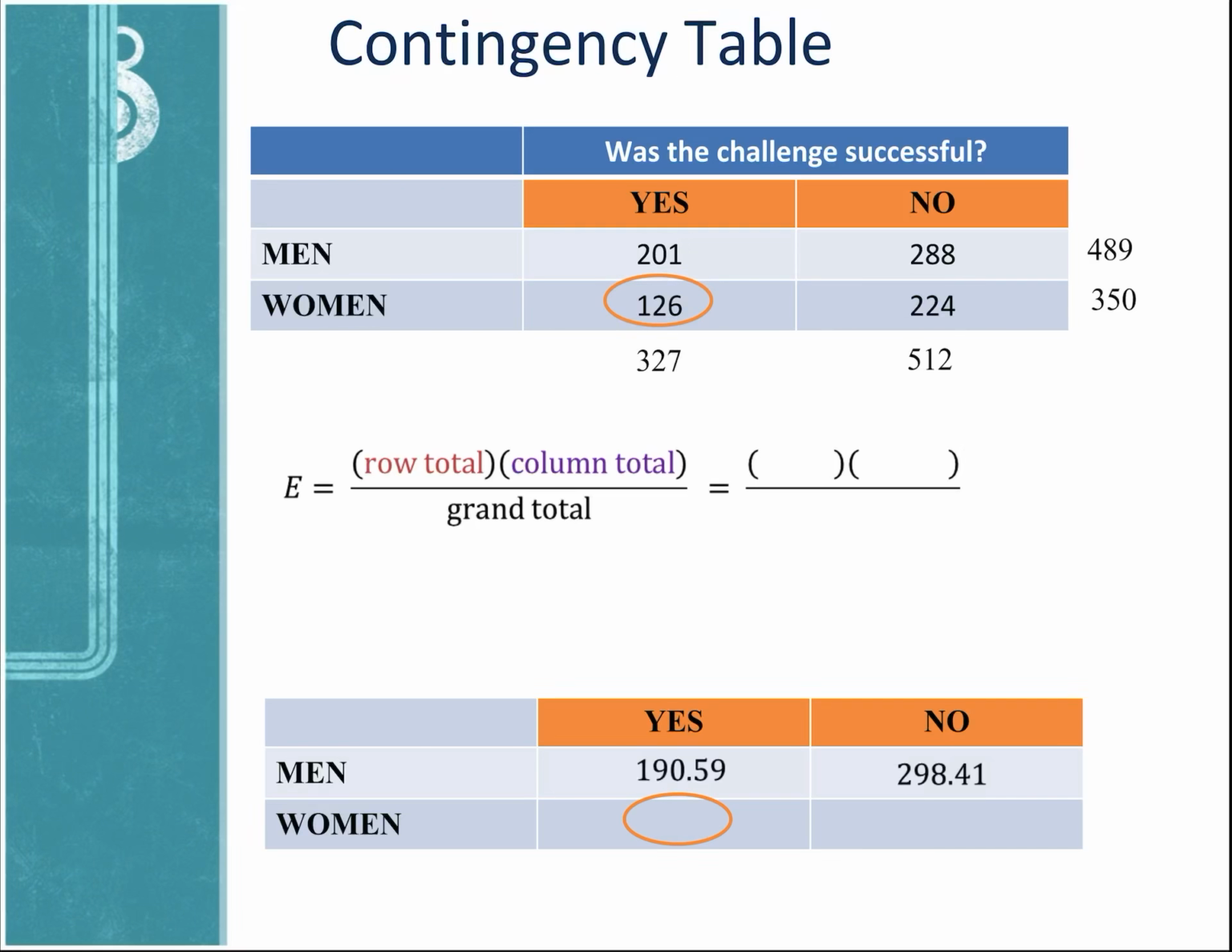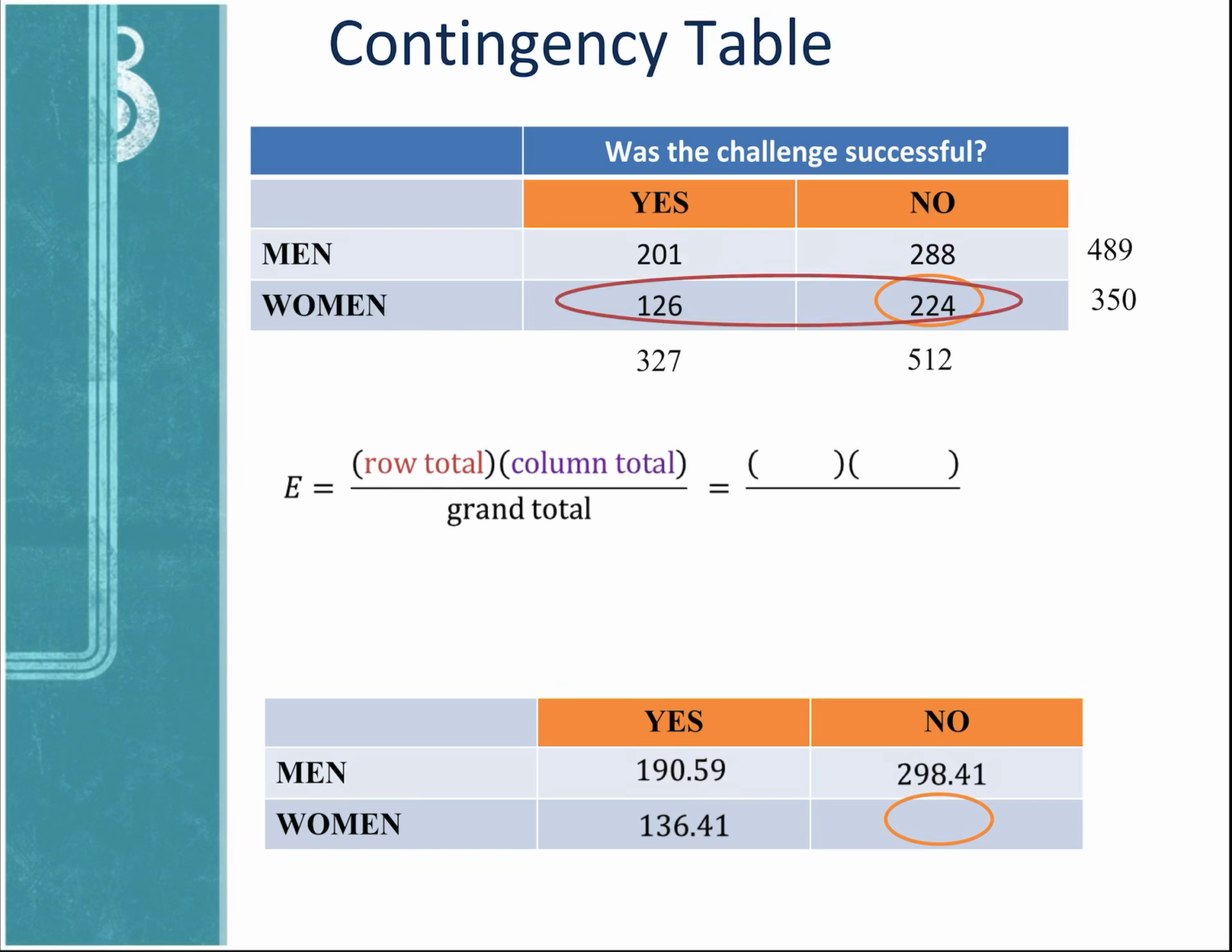Okay, let's figure out our expected values for the women. So for the women in the yes column, this is row 2, column 1. That's where the 126 is in our contingency table. So 126 plus 224 gives us a row total of 350, times the 327 from that column total, over, again, the 839. So we get 136.41 for the expected value of women yeses.